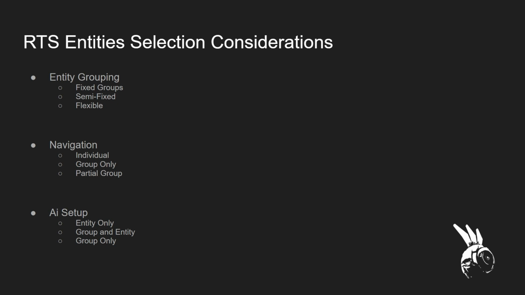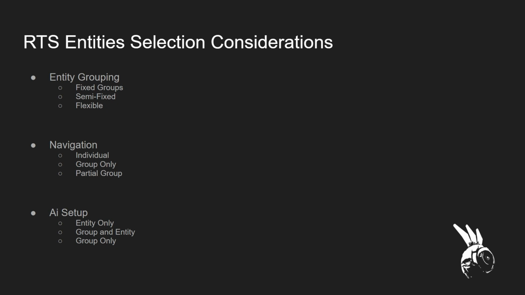The first one is entity grouping. So what I mean by that is how you are going to, in an RTS, obviously drag a box and select a group of units. How is that going to be handled? Is it going to be fixed groups? Are they going to be semi-fixed, so you can perhaps select half a group, or is it just going to be fully flexible? Whatever you select is selected, and then they move as a group, whatever that is.